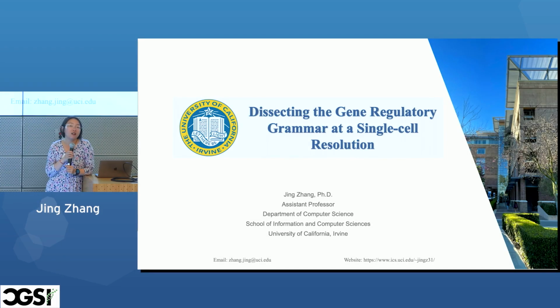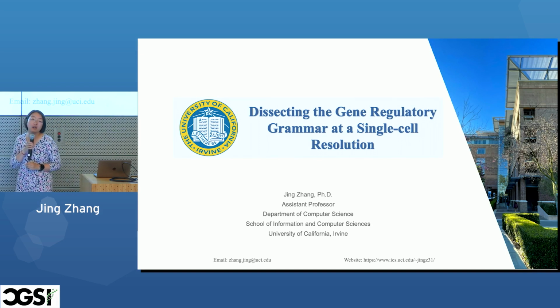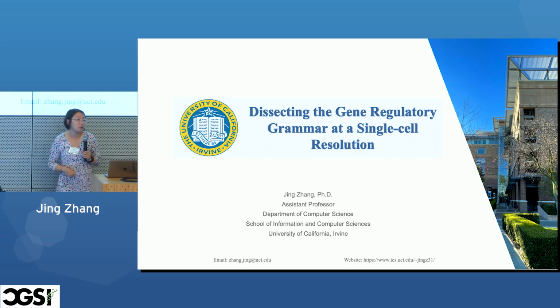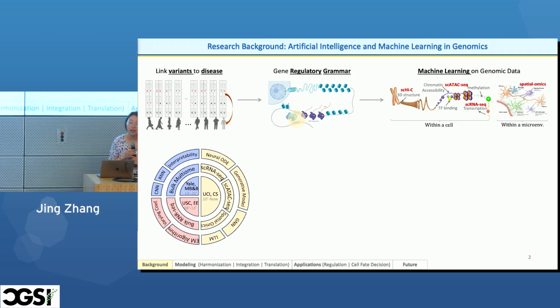I am Jing Zhang, assistant professor in the computer science department at UC Irvine. So today I'm going to talk about our computational efforts to dissect the gene regulatory grammar at a single cell resolution. A little bit more about my lab.